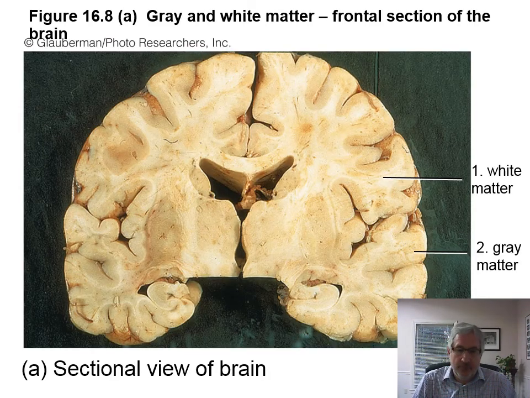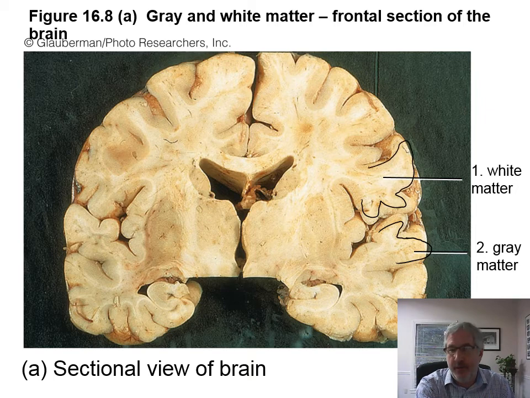Next slide. So this is a frontal section of a cadaver brain showing the white matter and gray matter. And you have gray matter, as you can see, all around the outside here. And the white matter is all on the inside here. So this should actually tell you something about the architecture of the brain.